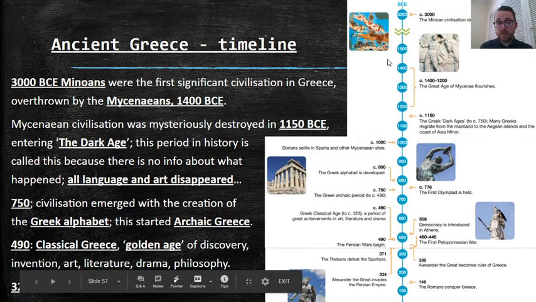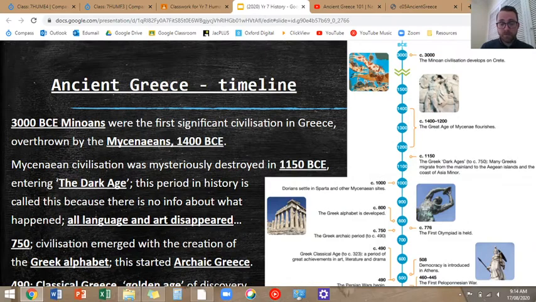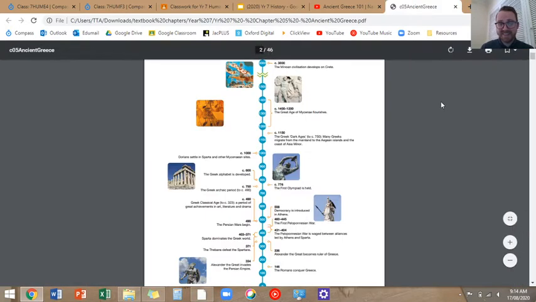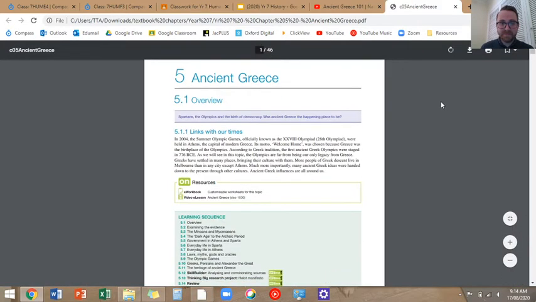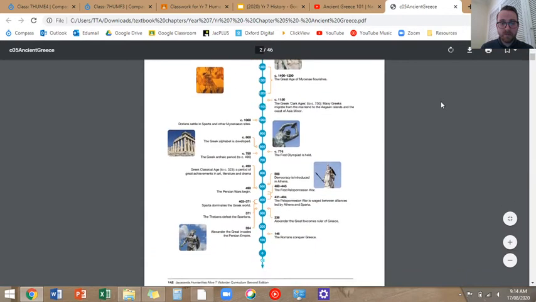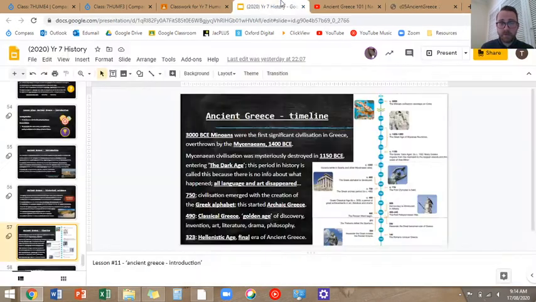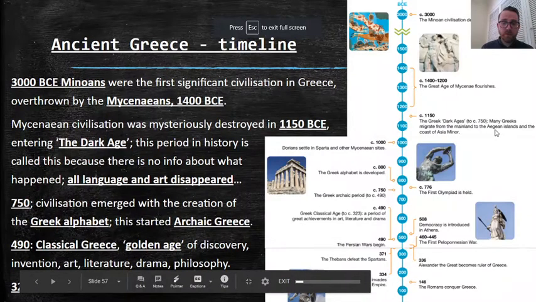So you've got a timeline that I've taken from your textbook. I had to squish it a little bit to make it fit, but this is chapter 5.1, sorry. Anyway, that's a timeline there that I've taken and put into here. I'm not going to go through all these events, but I will go through the main ages, the main stages of world history in ancient Greece.